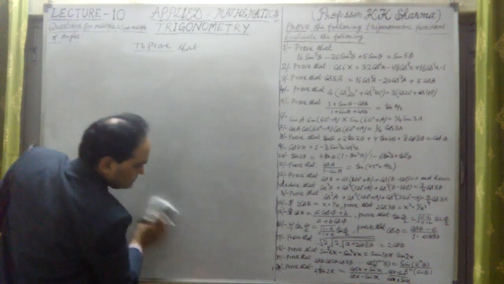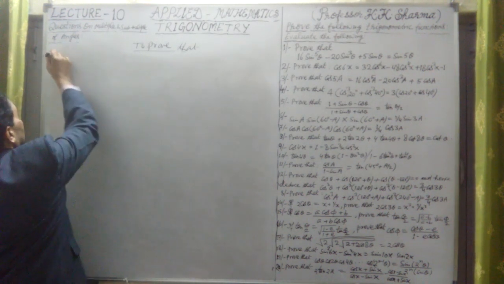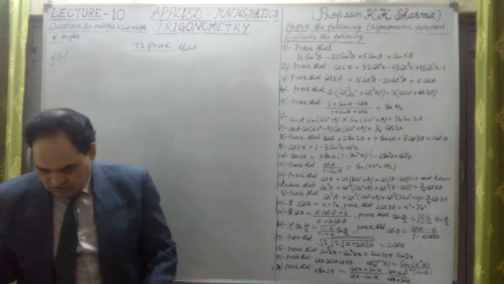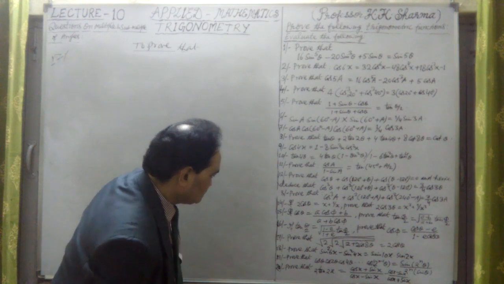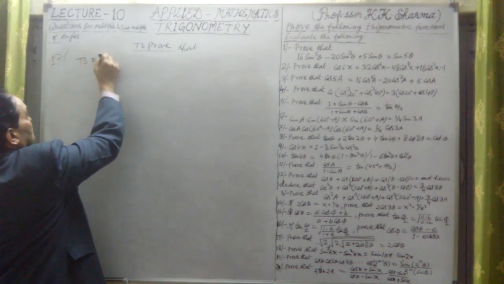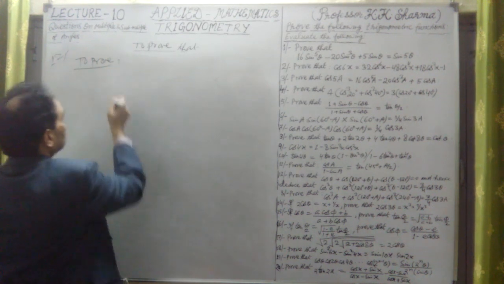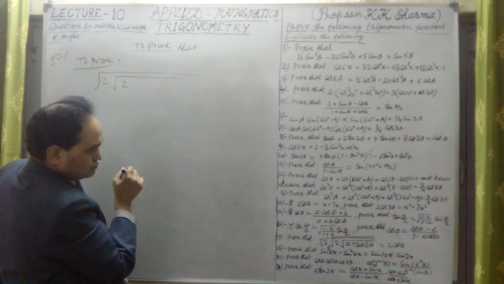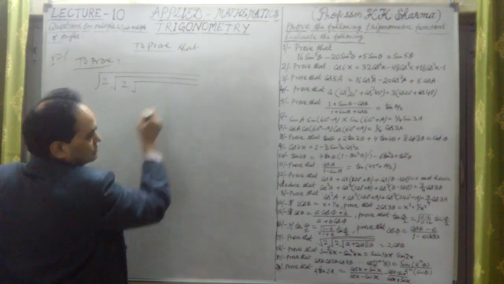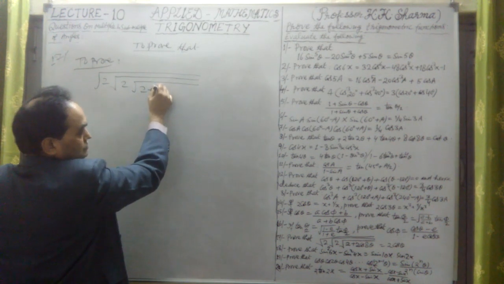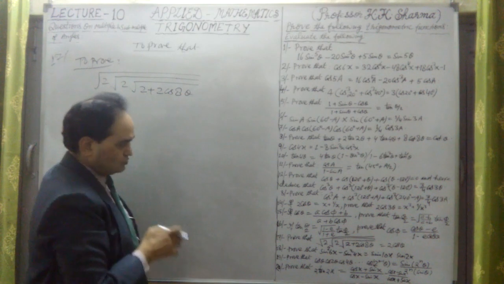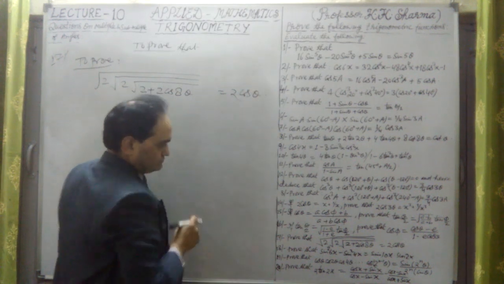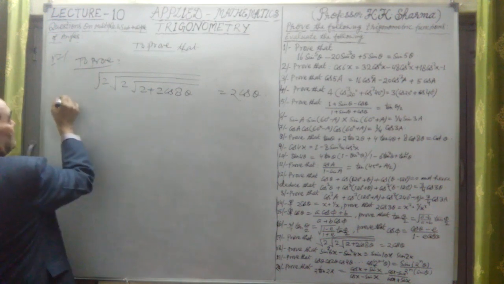Let us take now the 17th question. Question number 17 now. If I take the 17th question, prove that root of 2 plus root of 2 plus 2 cos 8 theta equals 2 cos theta. Okay, this is cos 8 theta. Alright. We have to prove that this is equal to 2 cos theta. Okay, let us take the left hand side. Solution.